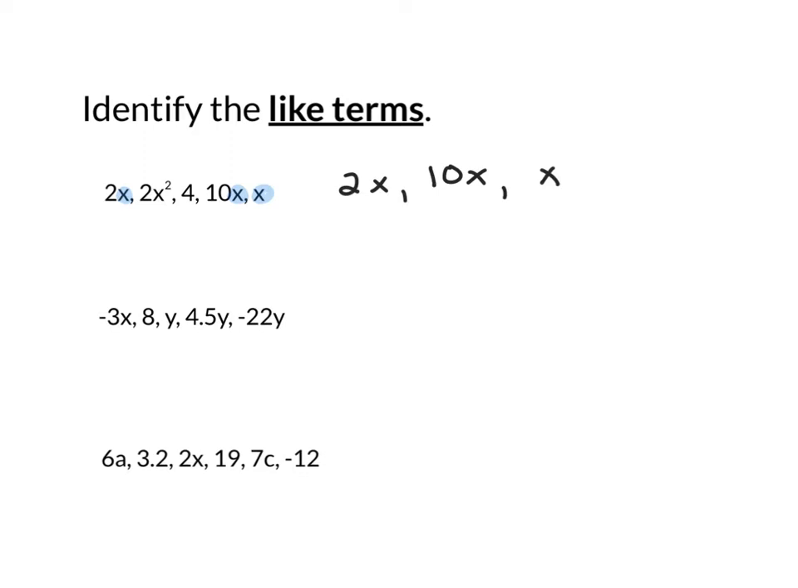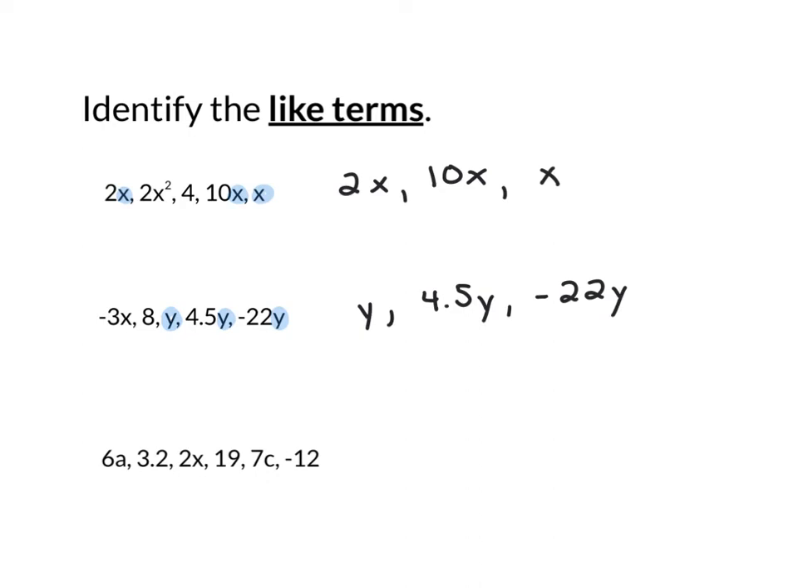All right, let's look at the next set. See this y? Here we go. See that y? y and y and y. They are the same variable at the same power. So now let's list the like terms. y, 4.5y, and -22y. The coefficients, which are the numbers multiplied by the variable, are not what make these monomials like terms. It's the fact that they have the same variable y at the same power.